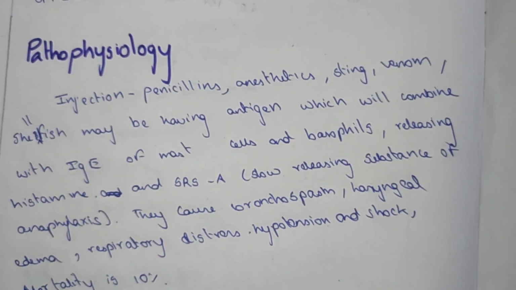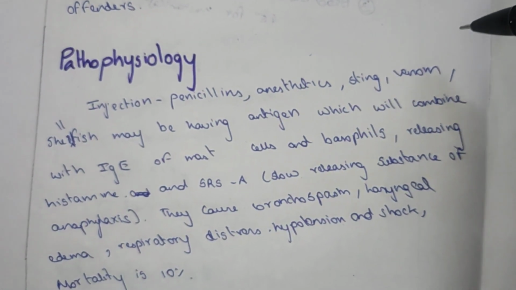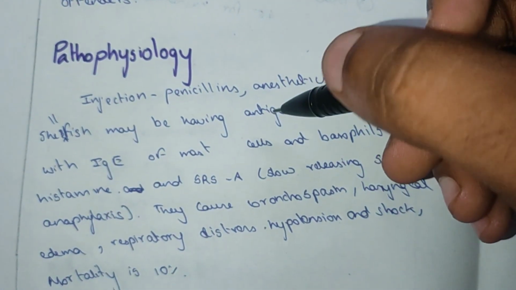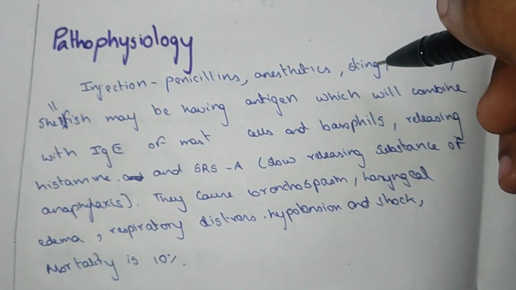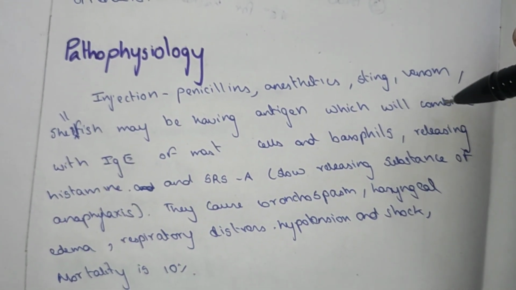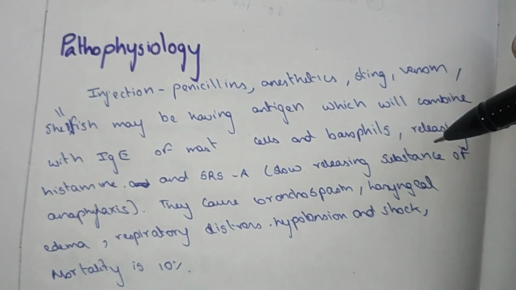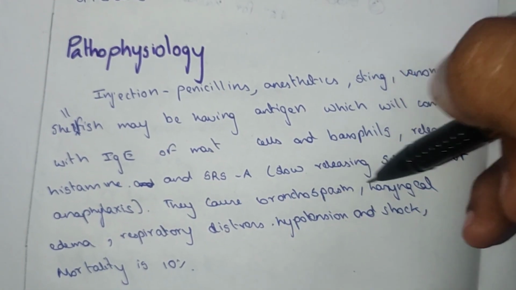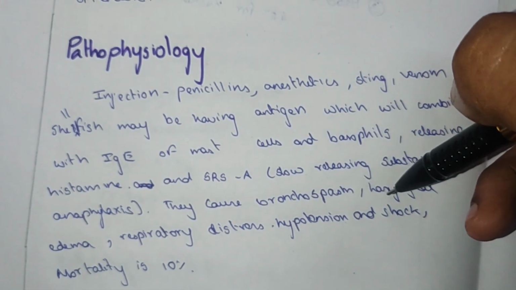The antigen produced by these agents, penicillin, anesthetics, sting, venom and shellfish, combines with the IgE, which is immunoglobulin E of the mast cell and basophil, and releases histamine. They release histamine and SRSA, the slow releasing substance of anaphylaxis, and these cause bronchospasm, laryngeal edema, respiratory distress, hypotension and shock.